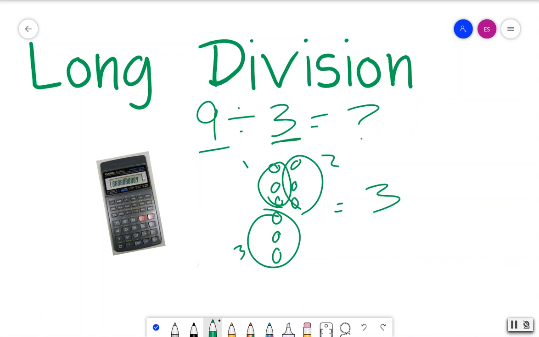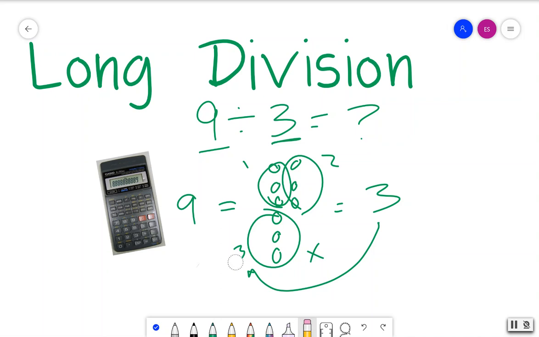Well, it turns out that that's the answer to the division problem, because you can make 3 groups out of 9 when you're grouping it into groups of 3. Now, also, if you go in the opposite direction and you take 3 and you multiply it by 3, you're going to get back to your original number of 9. So, multiplication and division are very closely related.